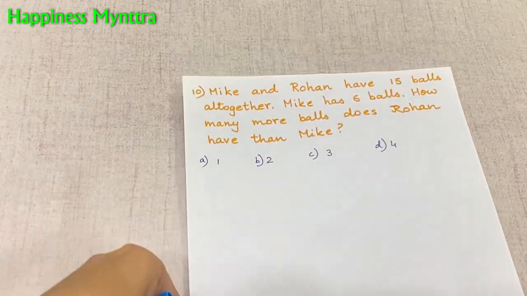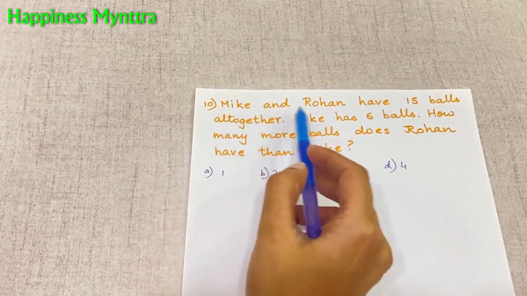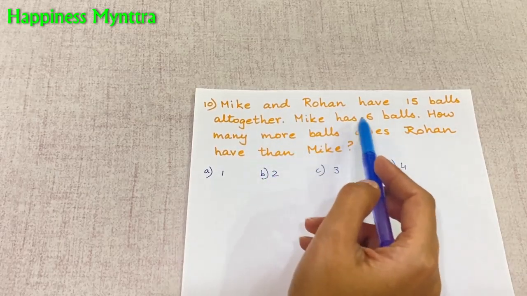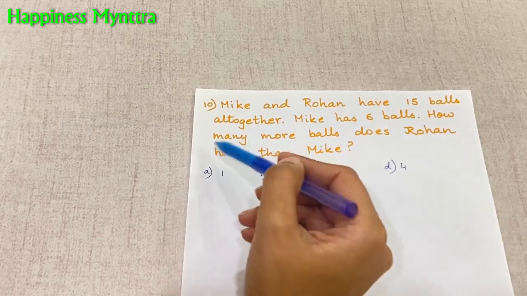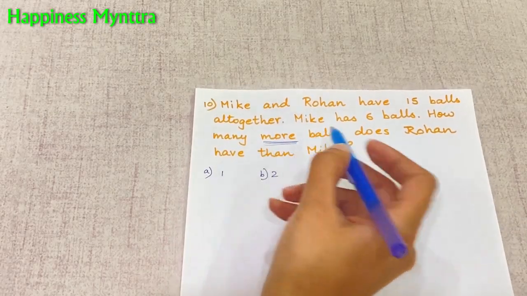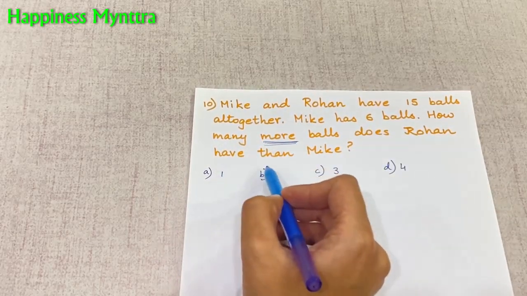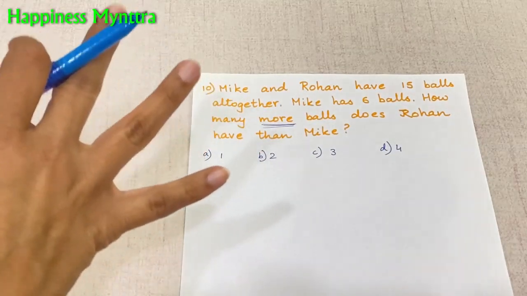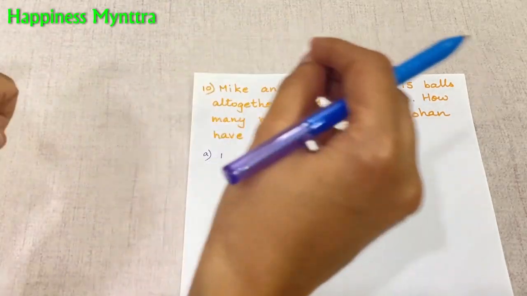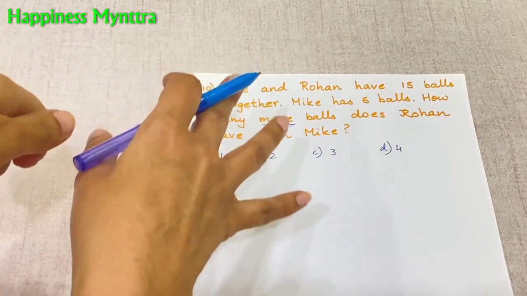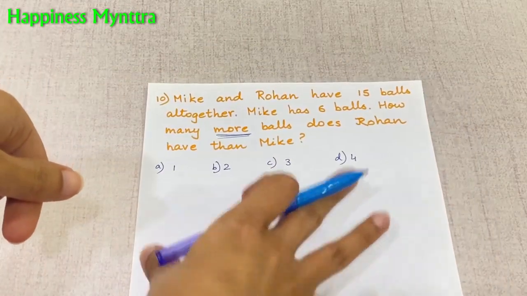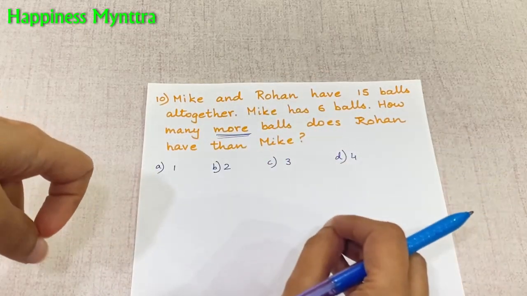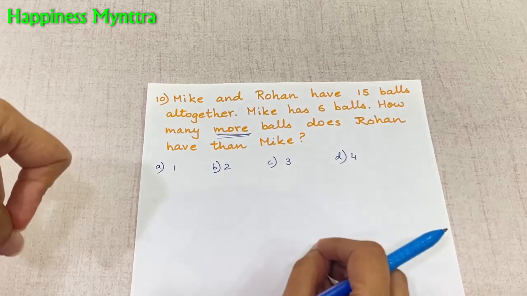The last question for this video. Mike and Rohan have 15 balls altogether. Mike has 6 balls. How many more balls does Rohan have than Mike? Again, it is a simple question. The numbers, the units taken have been very simple because we need the child to apply logic and to understand the question. The target is not calculation, it is more understanding of a question.